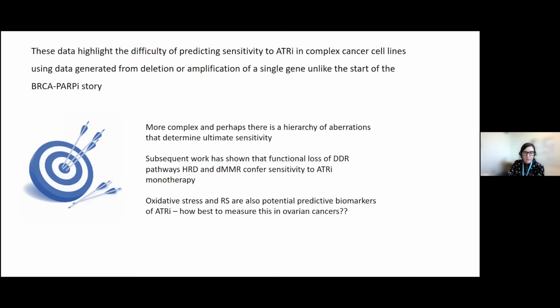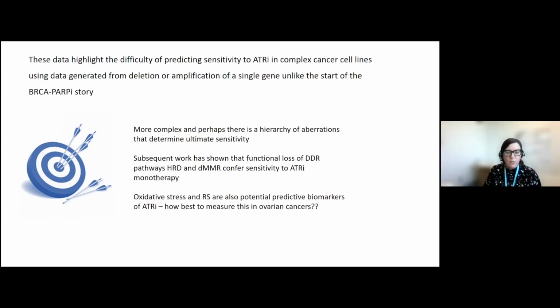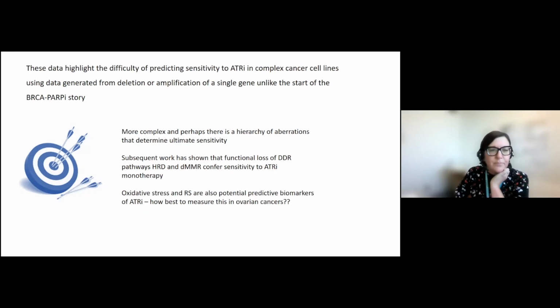Now, we did show in some of the functional work that I can't show you the data for, but that probably loss of HRD and dMMR confers sensitivity to ATR inhibitors as well. Also, oxidative stress in terms of replication stress, also potential predictive biomarkers. And I think the challenge is, how do we actually assess this or measure this in ovarian cancer?